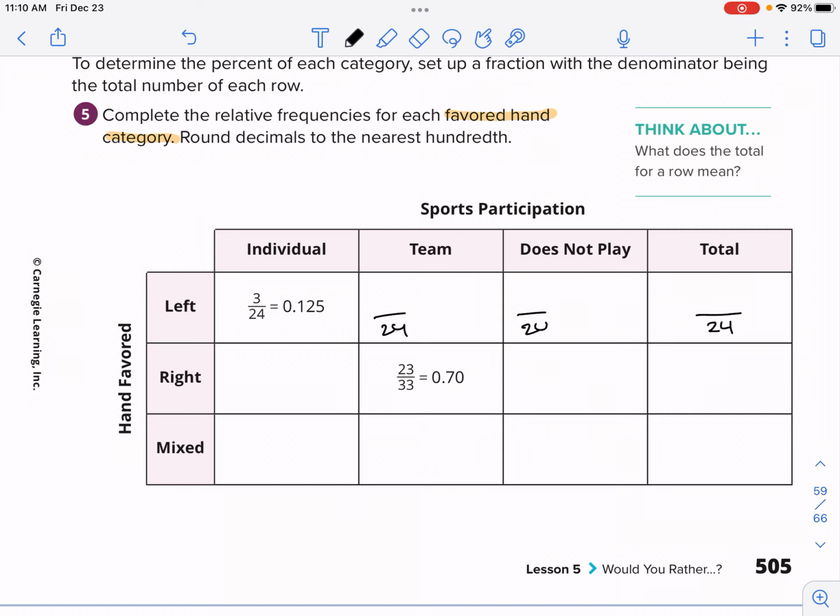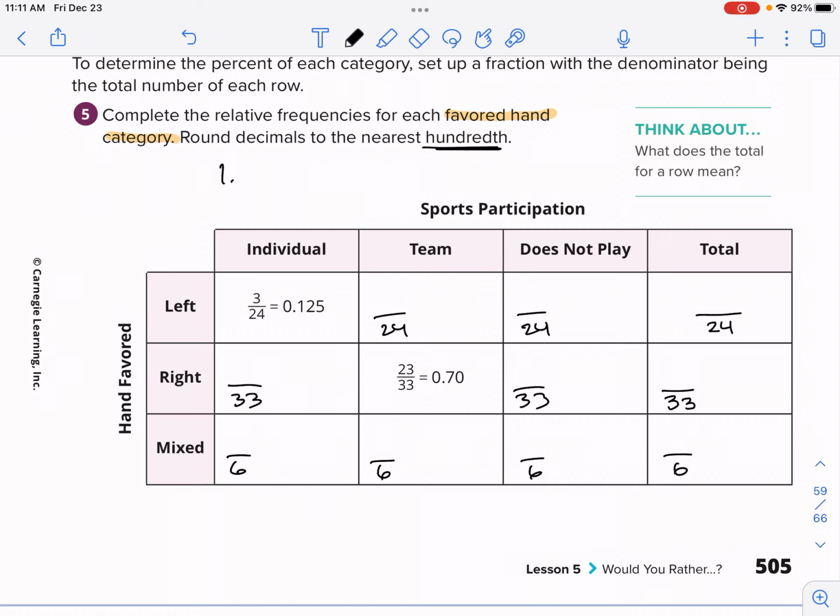I already have 24 for the first. For right-handed, there was a total of 33. So we'll put 33. We'll get to the numerators in a little bit. And then for mixed it was 6. So all these will be out of 6. And it does say we're going to round decimals to the nearest hundredths place.